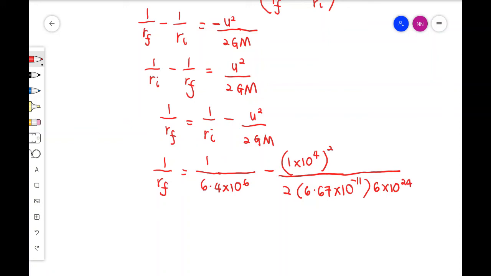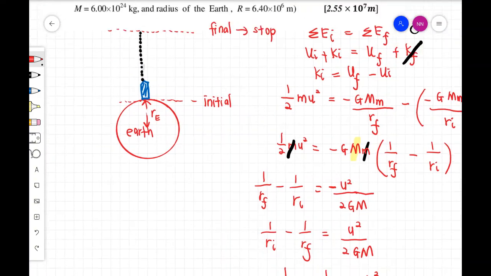Okay, so kita boleh kira guna calculator, and then sebab yang ni subject dia adalah 1 over RF, jadi kita nak dapat answer, kena 1 over answer lah. So at the end kita akan dapat nilai dia adalah 3.19 times 10 to the power of 7 meter. Okay, so ini adalah final position, final position dia kat sini.